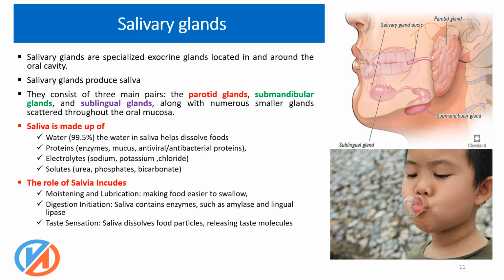The third one is taste sensation. Saliva dissolves the food particles, which helps to release the taste molecules, so that we can easily taste the food product. So saliva has three main important roles, which include moistening and lubrication, initiation of enzymatic digestion, and also engagement in mechanical digestion by lubrication, and also taste sensation.